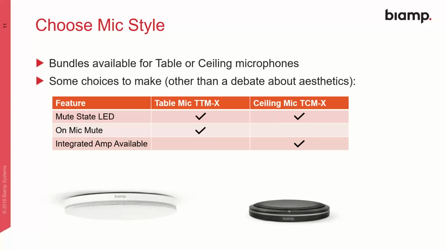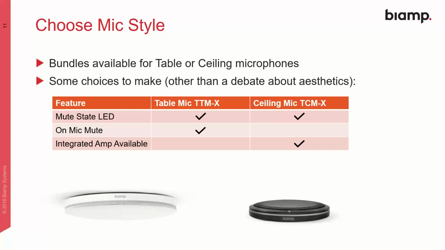If you're using the table mic bundles, they come with a separate PoE Plus amplifier, the Amp 450 BP, and that's a separate unit. It's just one more device to install. So it's not a big deal, but just be aware that choosing between a table mic and a ceiling mic isn't just an aesthetic choice. There are some functional capability differences between the two.